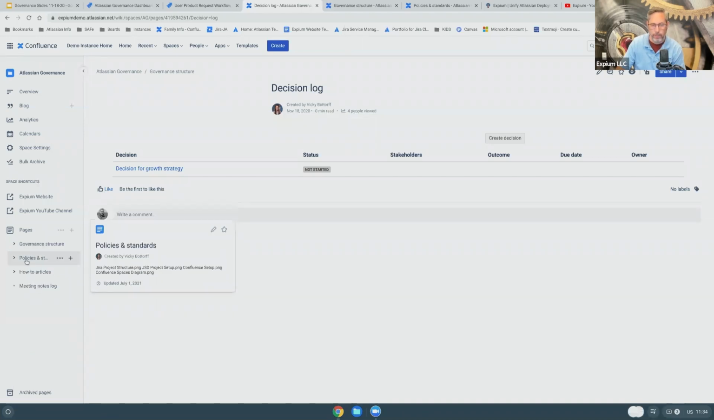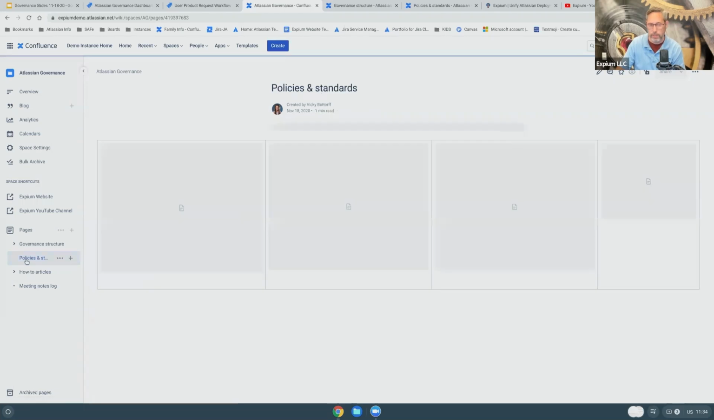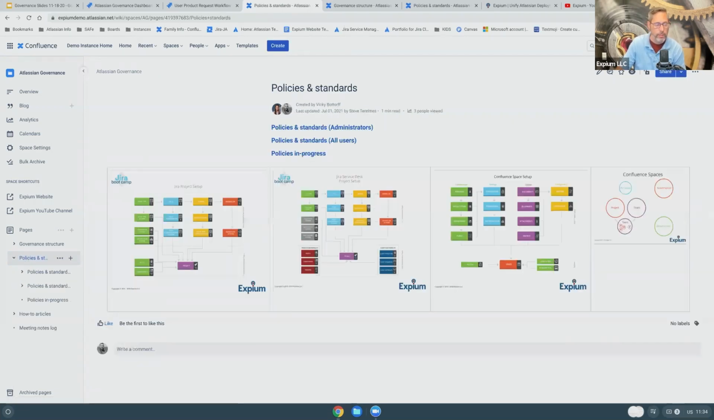Now let's talk a little bit about the next pillar, which is going to be your policies and your standards. Your policies and standards are going to be broken down into detailed documents as well as high-level organization and configuration things. Here we have a series of policies that Atlassian implements as best practices when it comes to building out things like Jira projects and Confluence spaces.